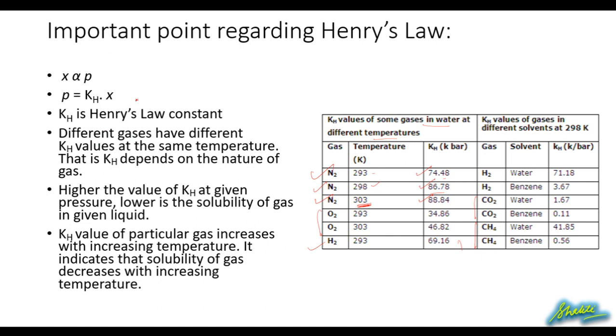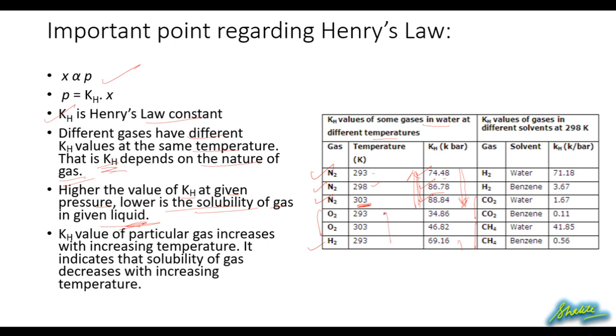And now we can conclude from here that the mole fraction of gas is directly proportional to the partial pressure, which is Henry's law, and different gases have different KH values at the same temperature. That is, KH depends on the nature of the gas. And the higher the value of KH at a given pressure, the lower the solubility of the gas in the given liquid. So, as the temperature is being increased, the value of KH is increasing. And what does this depict? The increase in value depicts low solubility. As the value of KH is increasing, the solubility is decreasing.